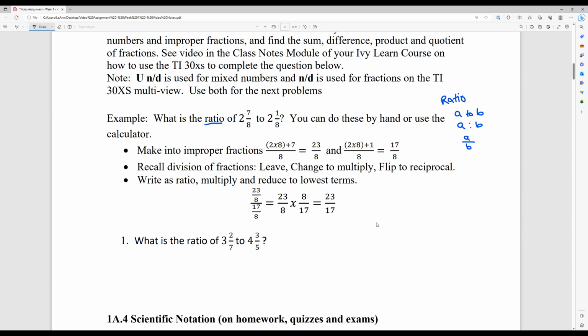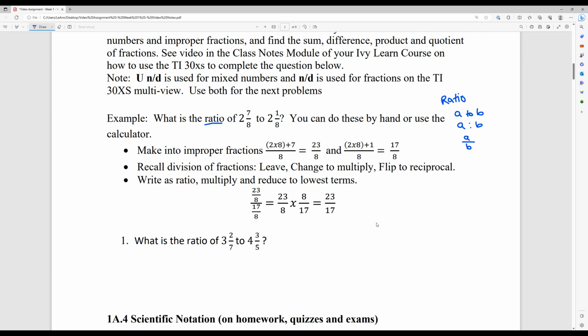So this is our A and this is our B. First, make them both improper fractions. So 2 times 8 plus 7 would be 16 plus 7, which is 23 over the original denominator of 8. 2 times 8, which is 16, plus 1, because that's our numerator for our second one, is 17 over 8.